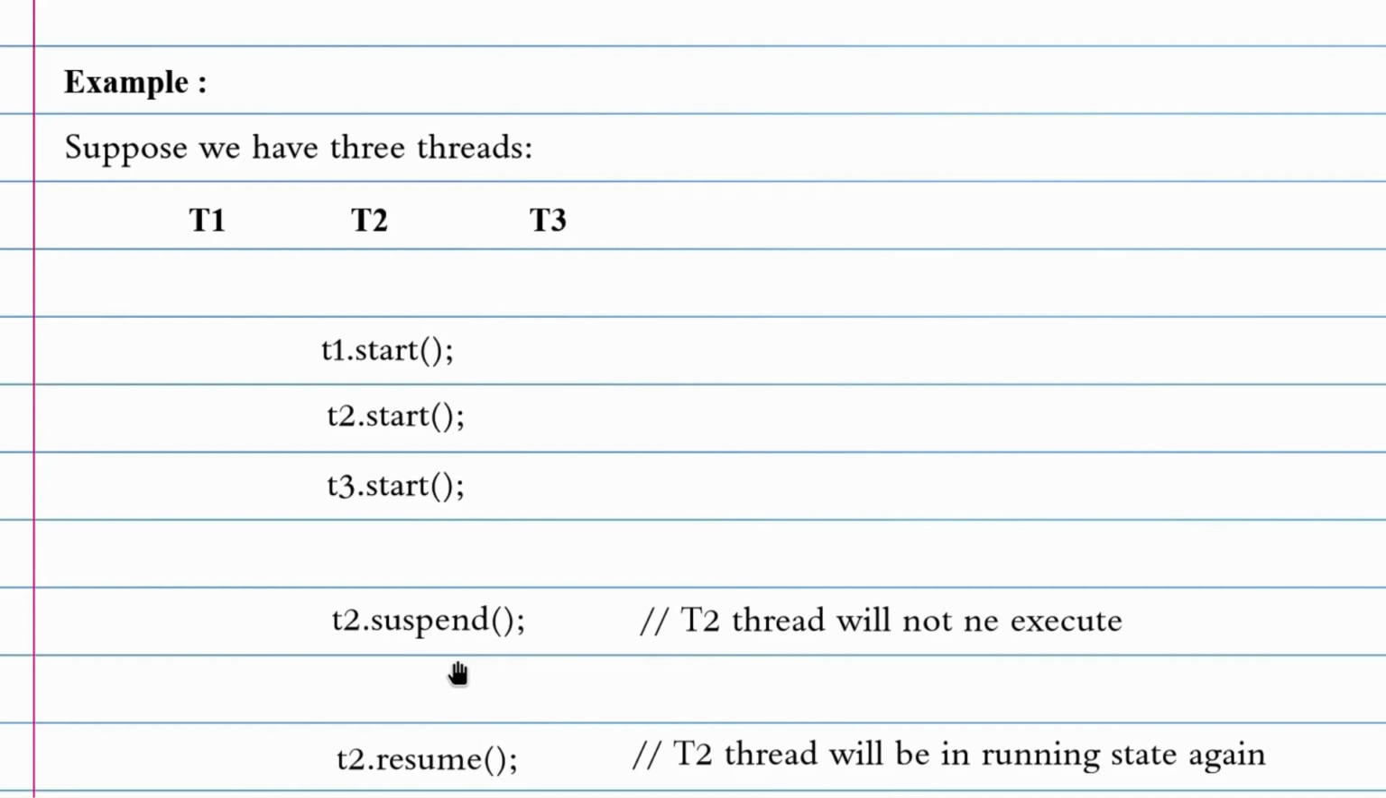After some time we want to resume the T2 thread. For that we use resume, so T2.resume. The T2 thread will be in the running state again. Previously we suspended that T2 thread for a particular task, and now we want to resume it, so we use the resume method. The resume method helps the thread to come back into the running state. So this is all about the suspend and resume methods.